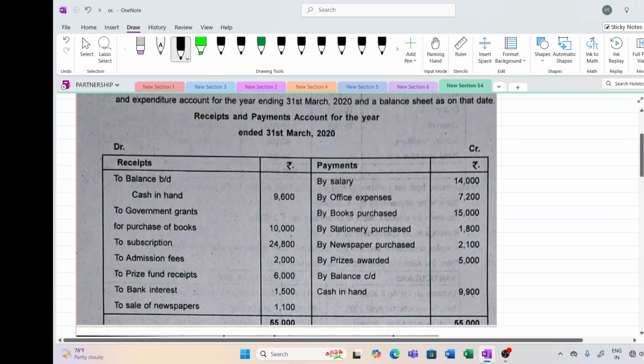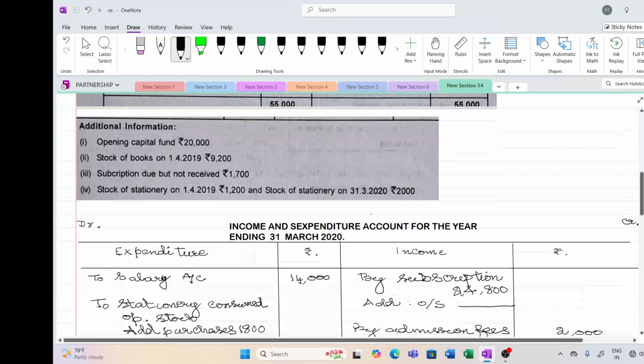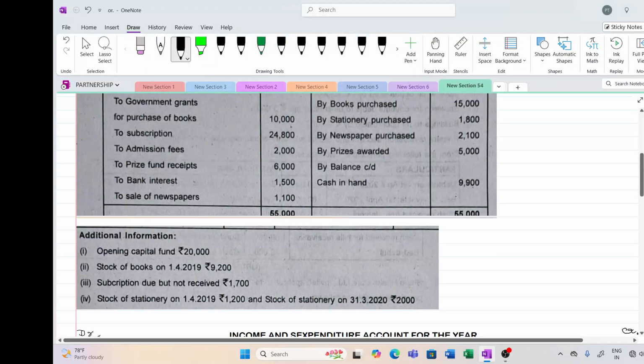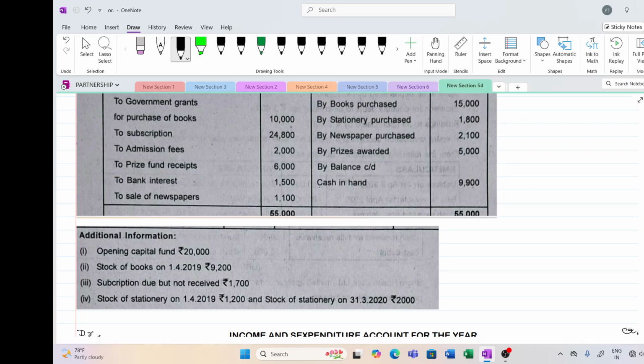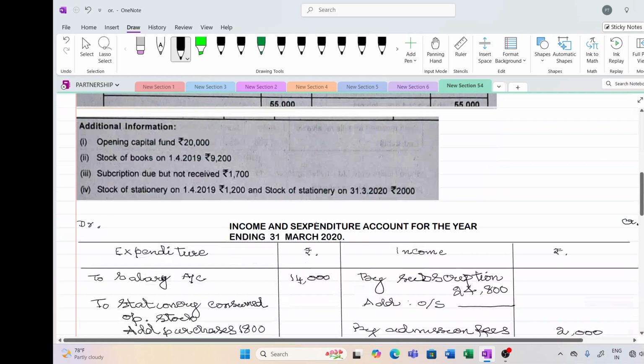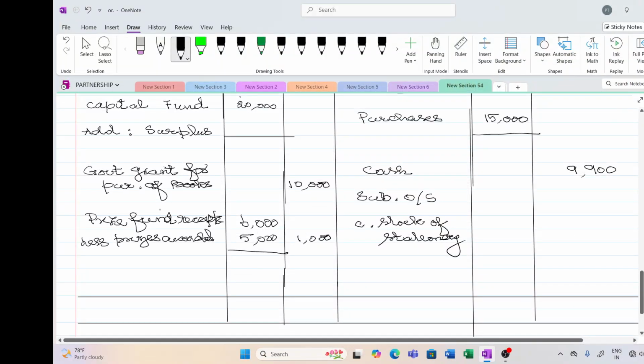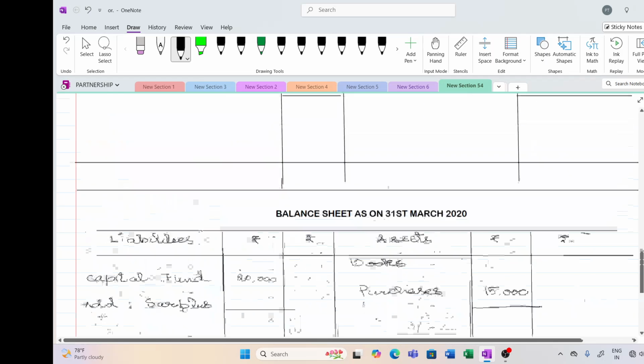Next one is admission fees. This is also a revenue income receipt. So I have taken it in the income side, credit side of your income and expenditure account. Now, prize fund. Fund is a capital receipt and it is a specific fund received. So I have taken to the liability side of the balance sheet.